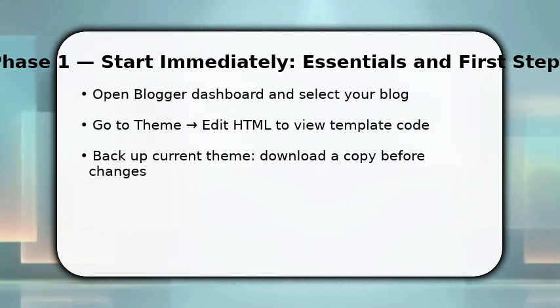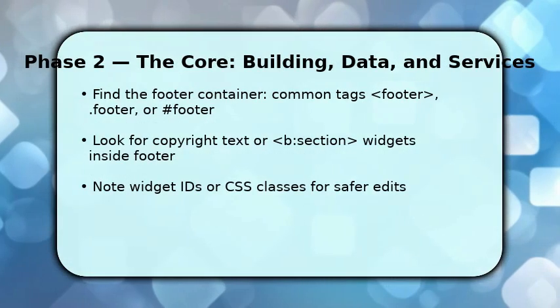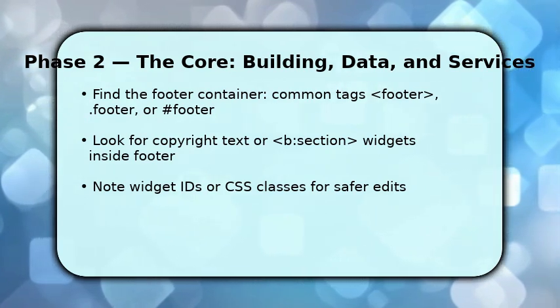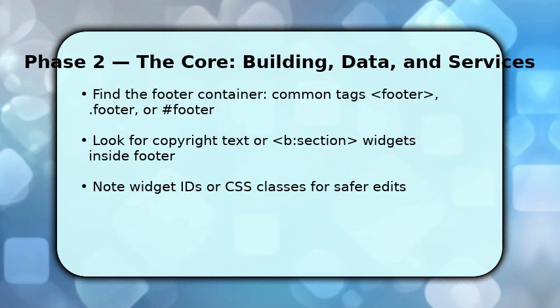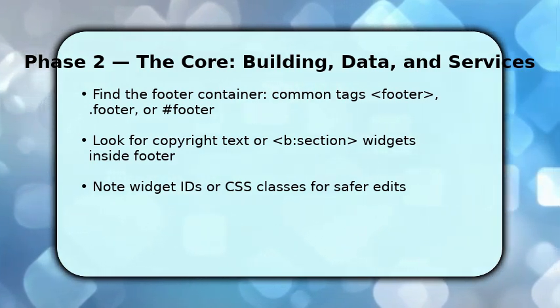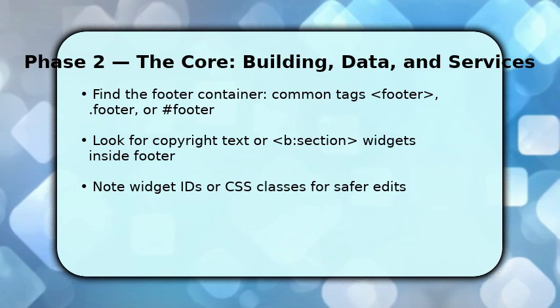Once you've located the footer container, study the surrounding code to know what to remove versus what to keep. You're looking for explicit text nodes, section widgets, or scripts that output copyright and the year. Carefully select only the copyright line or the widget that contains it. Do not delete closing tags for the entire footer container.